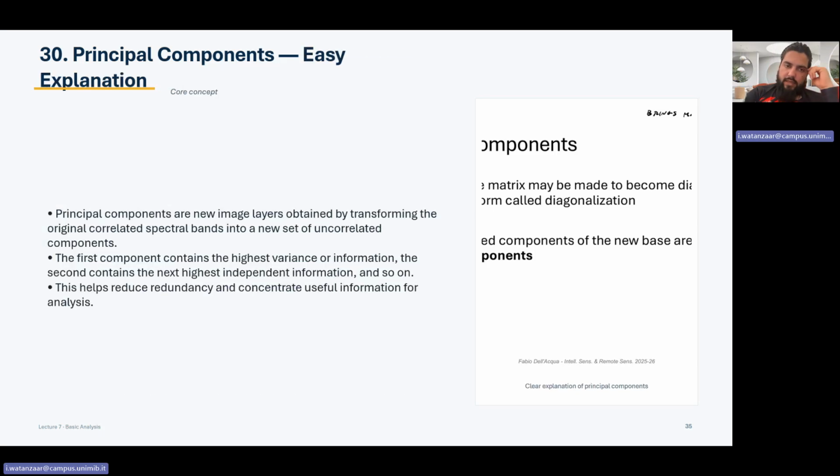In short, this is the easy summarization of principal component analysis, or principal component transforms. Principal components are new image layers obtained by transforming the original correlated spectral bands into a new set of uncorrelated components. The first component contains the highest variance or information. The second contains the next highest independent information, and so on. This helps reduce redundancy and concentrate useful information for the analysis.